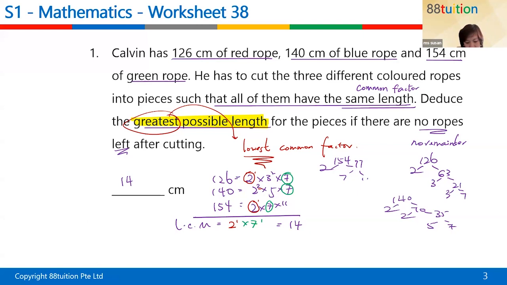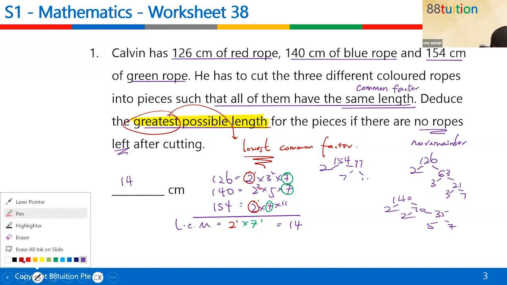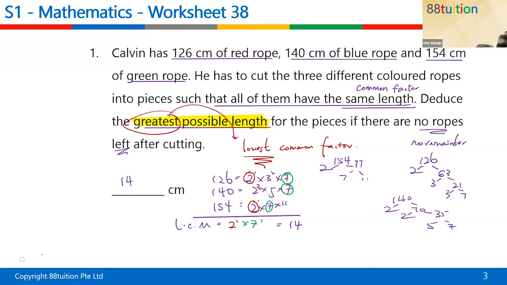So you will deduce the greatest number length will be 14 each, the lowest one. Okay. So that the number of pieces will be greatest. You divide by a smallest number to get the most number of possible pieces. Okay. So what is the keyword here? Just for your quick revision. All right.